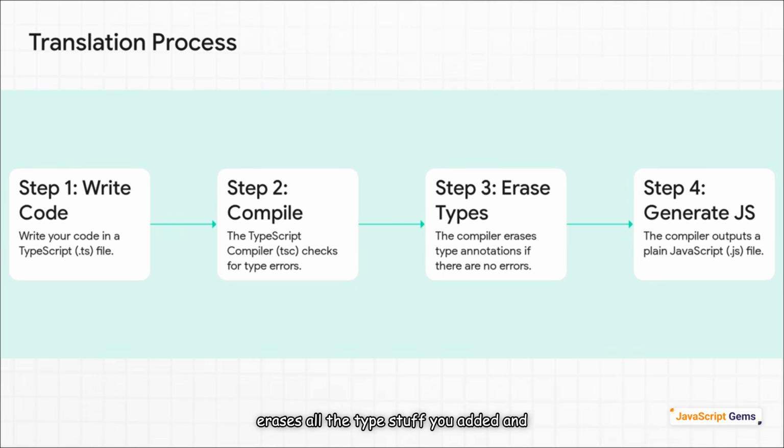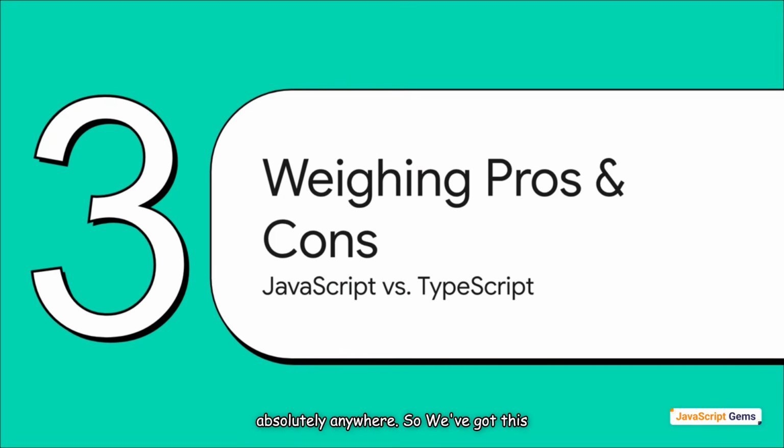If it's all good, it just erases all the type stuff you added and spits out a clean, plain old JavaScript file. This means, at the end of the day, you're still just sending regular JavaScript to the browser that can run absolutely anywhere. So we've got this trade-off, right? The safety net of TypeScript versus the pure flexibility of JavaScript. And honestly, neither one is the perfect choice for every single project. So let's break down the pros and cons of each.